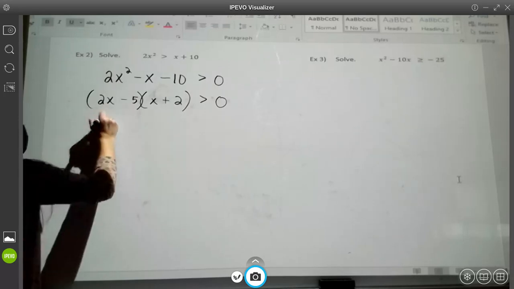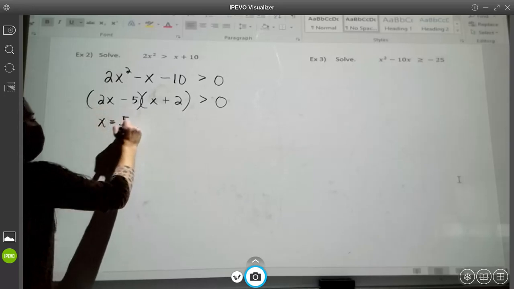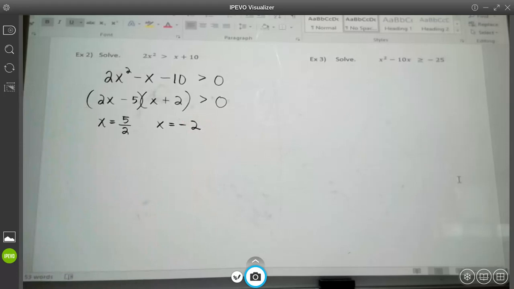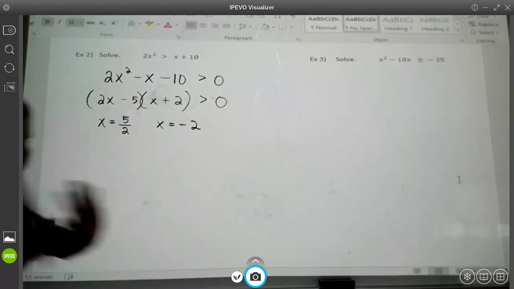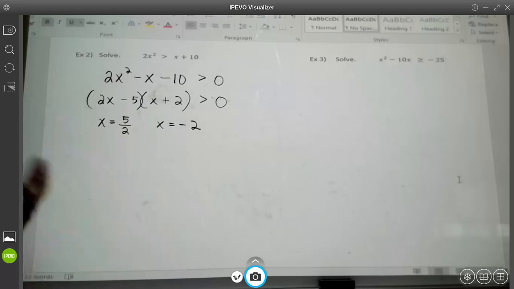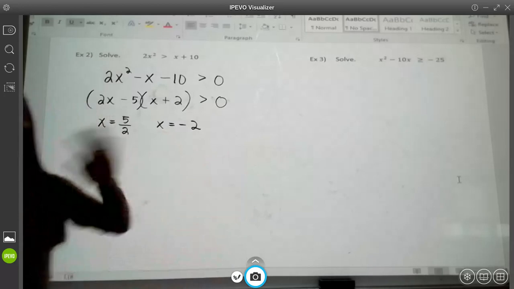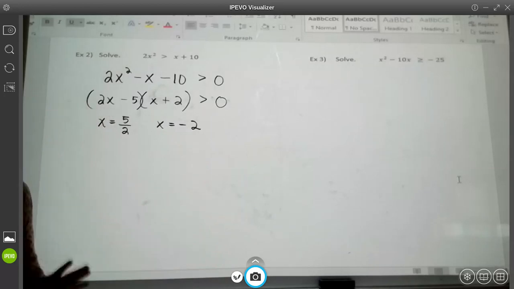Everybody good? Okay. So guys, if you want, you can put these on an x-axis and then test a number in each section. I don't think you should have to do that with quadratics. The graph should be easy enough. So give yourself a quick sketch of a graph. Put your zeros. We got negative 2, and we got 2.5. We got 5 halves. All right?